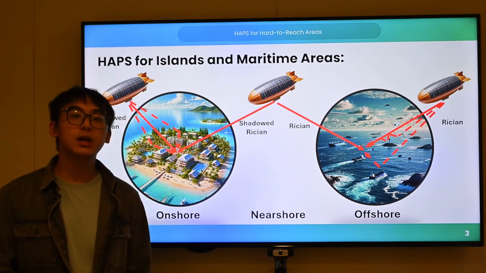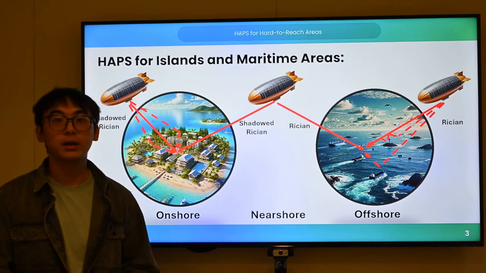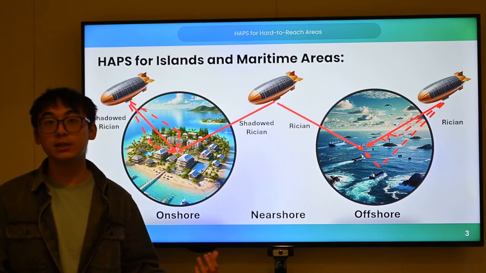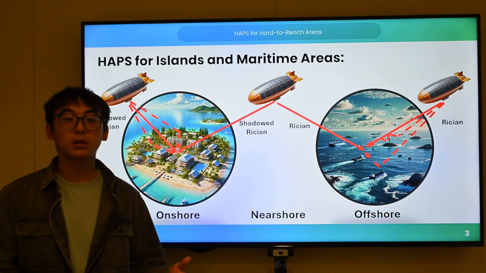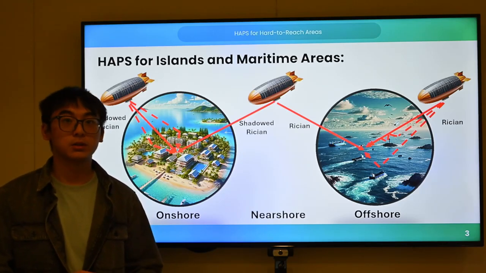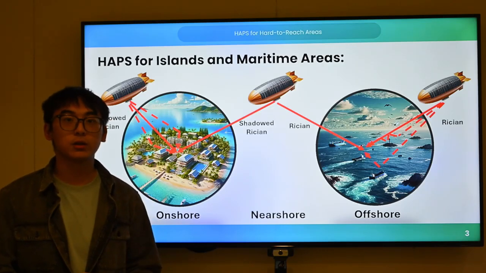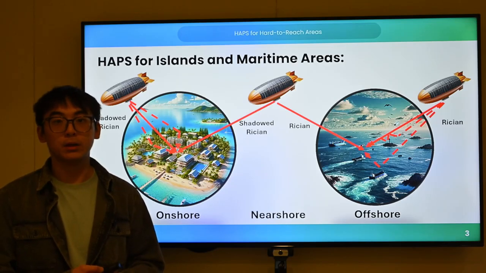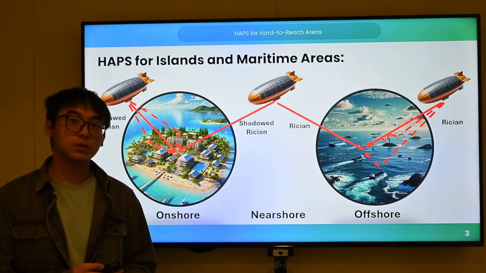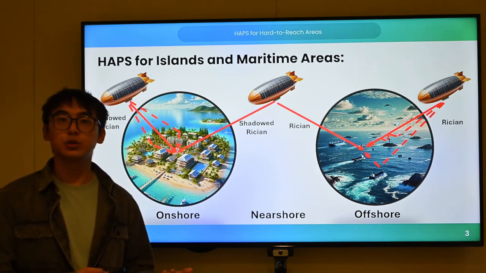So it's necessary to do HAPS performance analysis, especially in island and maritime areas. So let's focus on the onshore case. Even though HAPS have better line-of-sight conditions to the users, there is still a probability that they are shadowed by buildings and forests. So we assume that the user will have shadowed Rician channels with HAPS. But for the offshore case, the users and HAPS have good line-of-sight conditions between them, so we assume they have Rician channels. But how about the nearshore case?